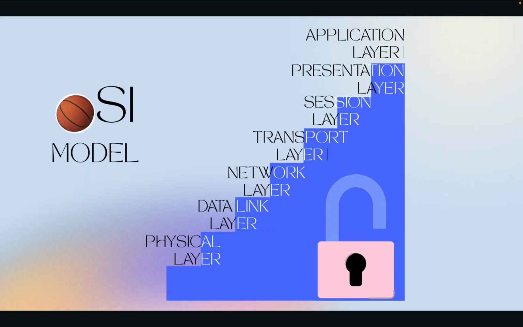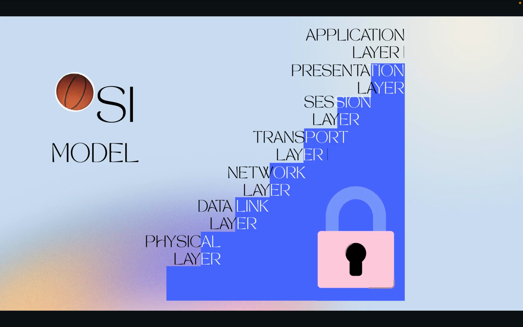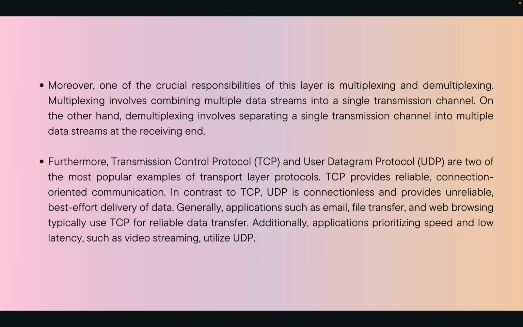Now, as we can see, the transport layer is the fourth layer after the application, presentation, and session layers. One of the most crucial responsibilities of this layer is multiplexing and demultiplexing. In the transport layer, the multiplexing and demultiplexing of signals is involved. There are two popular examples of transport layer protocols, TCP and UDP. TCP is Transmission Control Protocol and UDP is User Datagram Protocol.